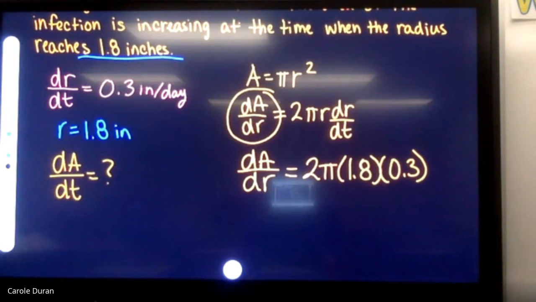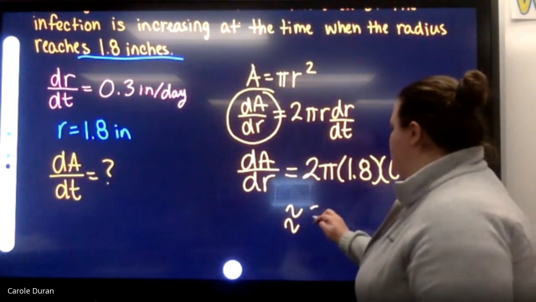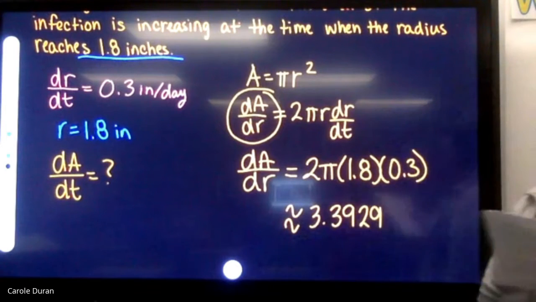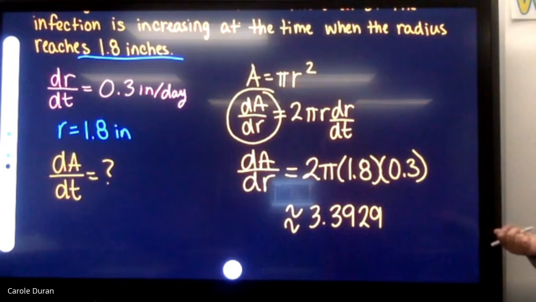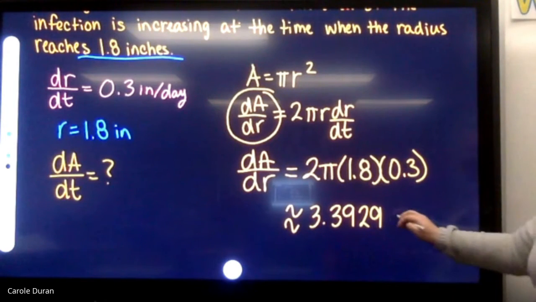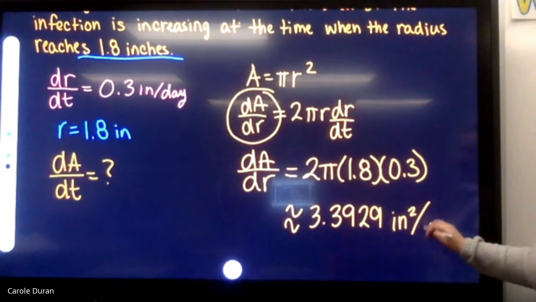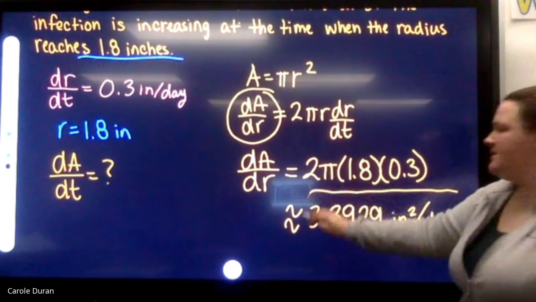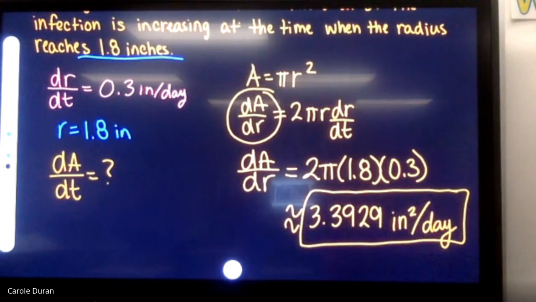Okay, what did we get? 3, approximately, because these are rounded numbers. That's what I got, but then we have to have a unit. So area is inches squared, and my time is per day. So this is how the area of my skin infection is changing in terms of time.